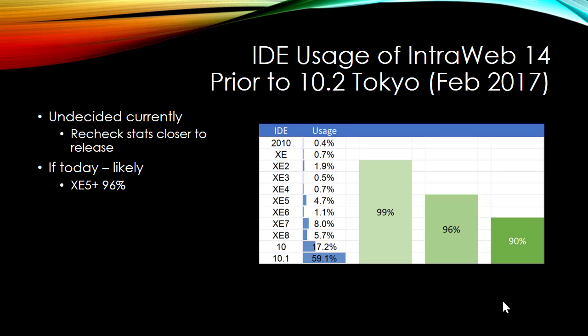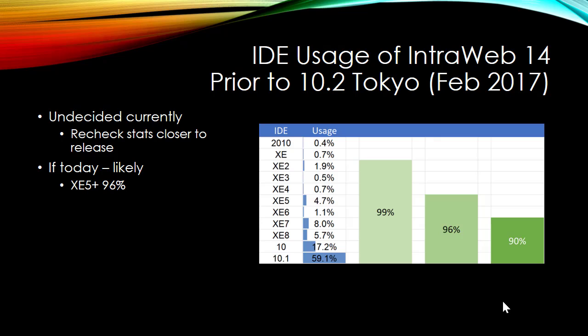Absolutely. So the IDE usage of IntraWeb 14 prior to the release of 10.2 Tokyo. This was February 2017. As you can see how it's distributed. If we were to cut out 2010 and XE and just go from XE2 forward, we would get 99% of our users. More likely scenario though is from XE5 forward. This would cover 96% of our users. Now even if you say this, you're going to exclude 4% of your users.